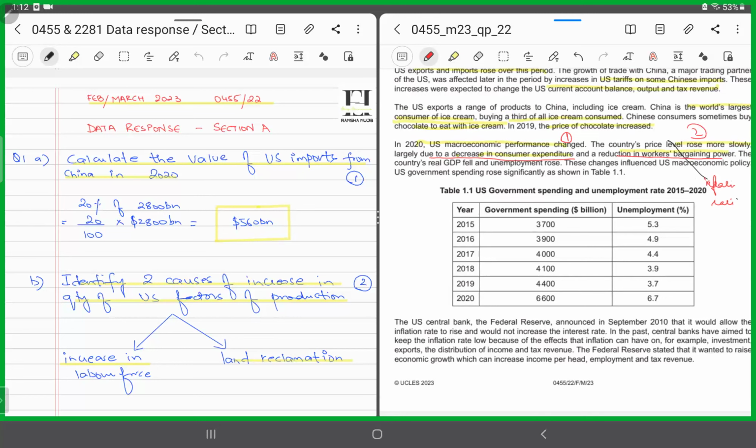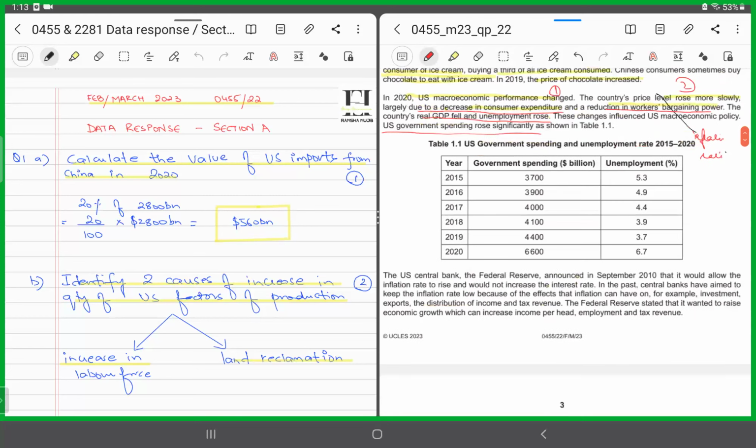The country's real GDP fell and unemployment rose. So the real GDP fell and there was a rise in unemployment. These changes influenced US macroeconomic policy. Obviously when these changes occurred, the US had to alter its macroeconomic policies, and US government spending rose significantly. So in order to combat rising unemployment, the government had to spend more. Now the government had to spend more on what? Let's say unemployment benefits, right? Or for the provision of certain goods and services in order to combat the effect.